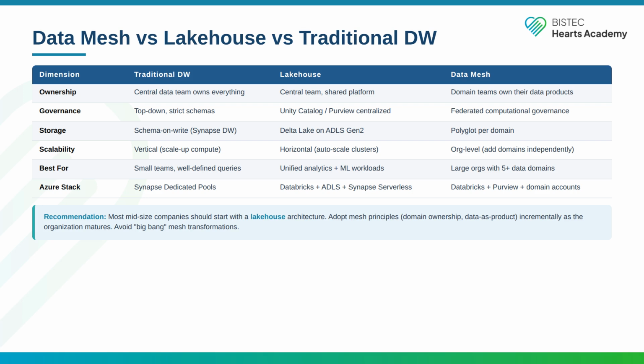For retail core, the recommendation is to start with the Lakehouse architecture. It provides the flexibility of a data lake with the reliability of a warehouse. You can adopt mesh principles like domain ownership and data as product thinking incrementally as the organization matures. Avoid attempting a big bang mesh transformation. That is an organizational change, not just a technical one, and it requires a level of maturity that most mid-sized companies have not yet achieved.